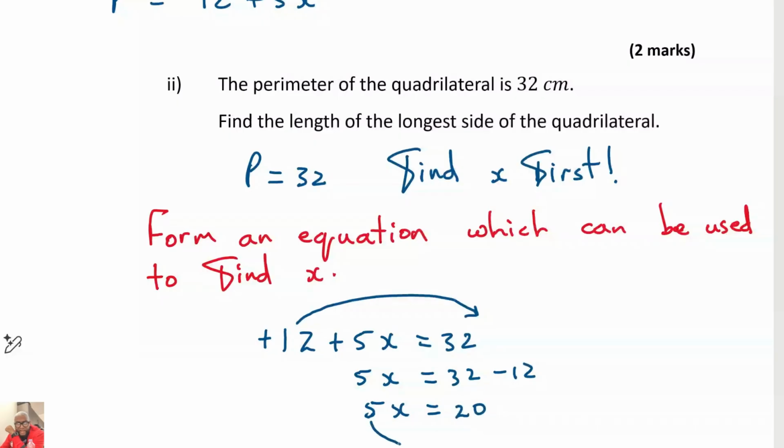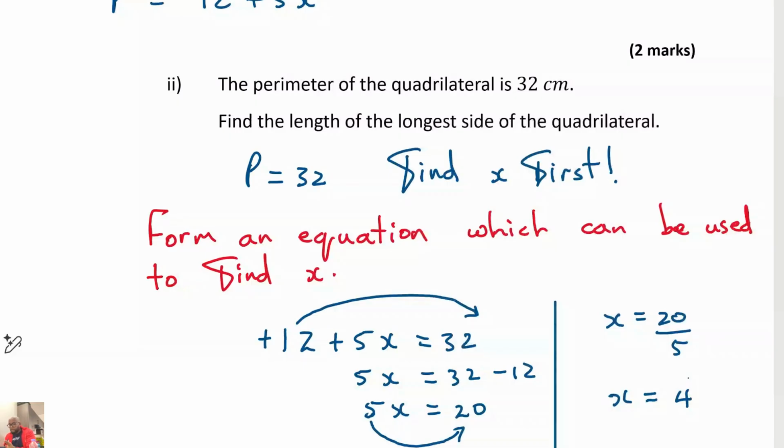What do we do with this 5 now? We divide. Excellent. We carry the 5 there and we divide. So x is equal to 20 divided by 5. x is equal to 4. Right? But this is still not what the question asks for. The question asks us to find the value of the longest side. So we just have x now.